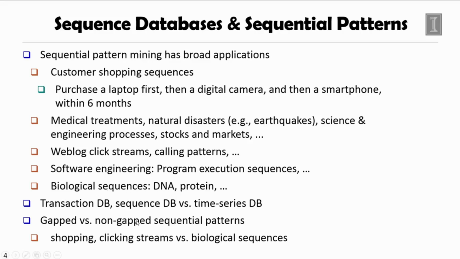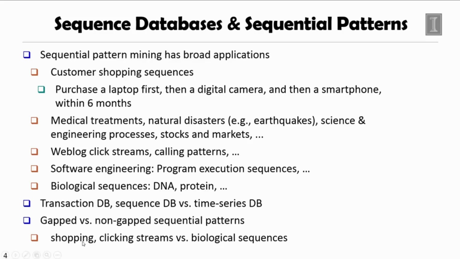Then for sequential patterns, actually there are two kinds. One is gapped, another is non-gapped. The gapped pattern means you do allow to have gaps within those patterns. The non-gapped patterns means you will not allow these patterns. In the sequence, everything is important. The consecutivity is important. If you have gap, you have to treat them very seriously.